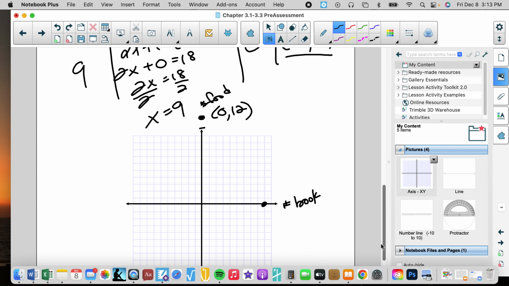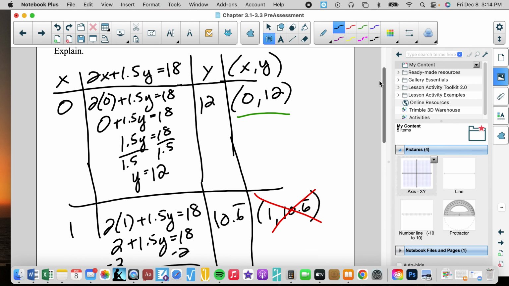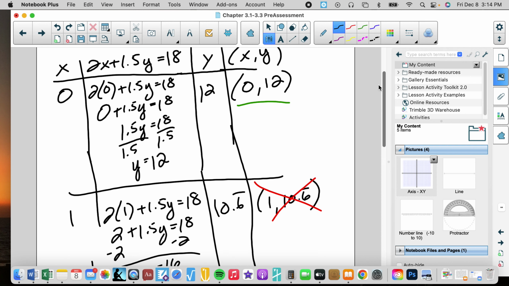1 doesn't work. 2 will work. So this is 9, 0. Maybe it doesn't. No, 2 doesn't work. It's going to be multiples of 3. So 3 will have to be a value that would work, and 6 and 9. I'm pretty sure that those are the only whole numbers. So let's do 3 for x.